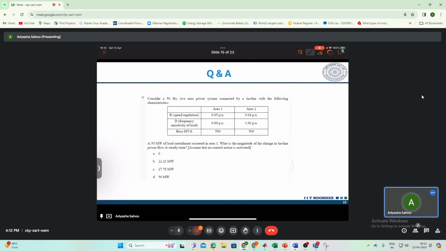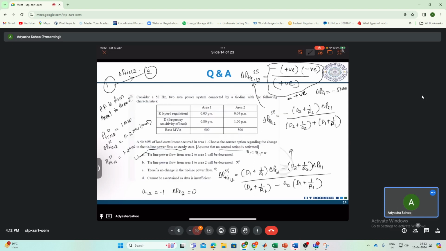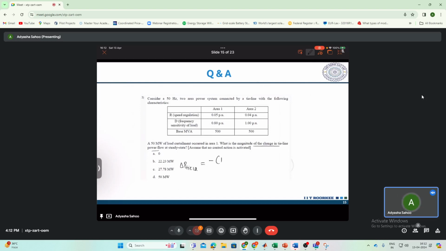Now the next question. It is the same thing, but now it is asking what is the magnitude of change. Basically, it is asking the value of delta P tie 12. We have seen that it was minus (D2 plus 1 by R2) delta PL1 divided by (D1 plus D2 plus 1 by R1 plus 1 by R2), right?